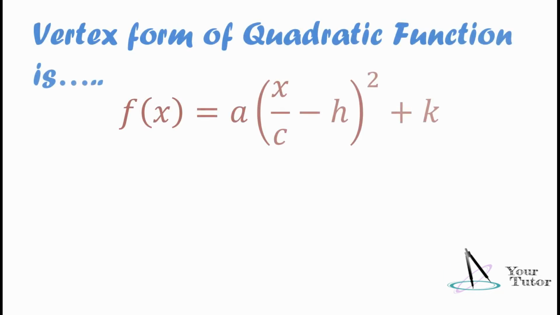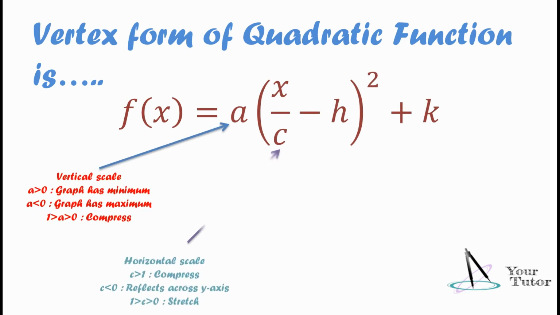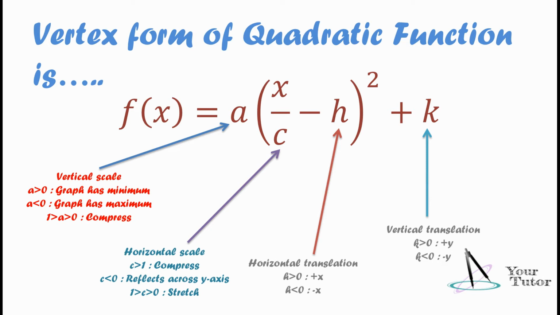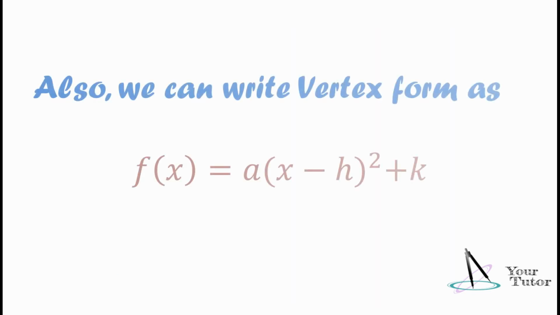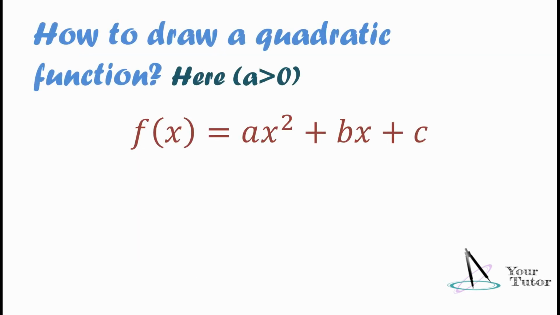This is the vertex form. a is vertical scale, and c is the horizontal scale. h and k are horizontal and vertical translations respectively. When c equals 1, we can rewrite the vertex form like this. This form will help us to draw the graph. Graphs of quadratic functions will be like either of these two. For a greater than 0, the function will have one minimum, and for a less than 0, it will have a maximum value. Let's draw the graph.